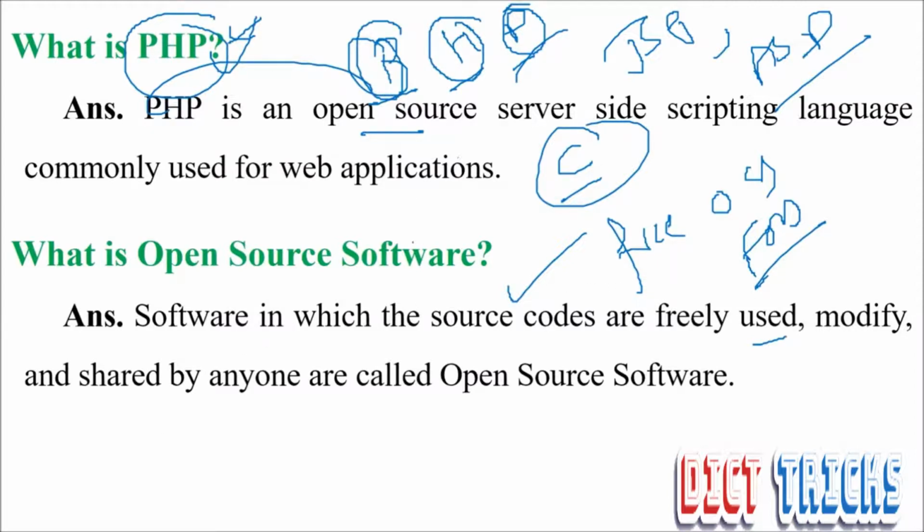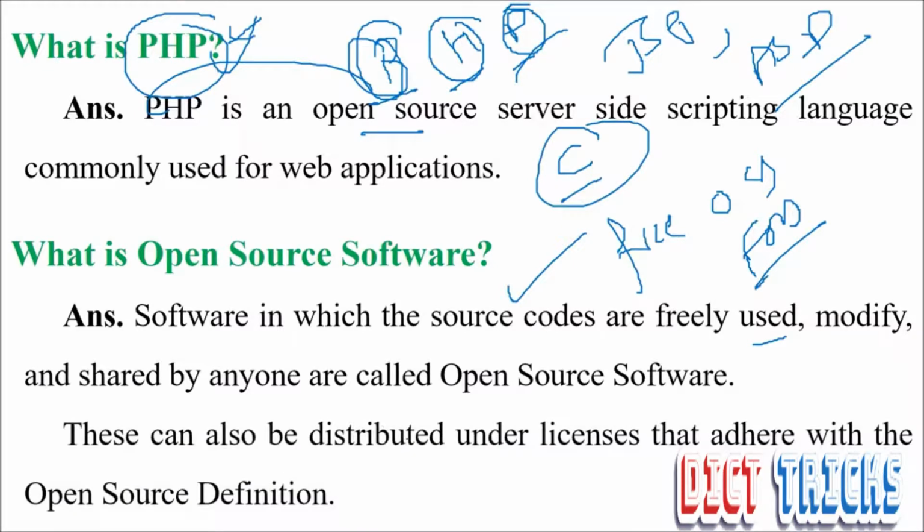There may be open source software that may not be free, but there may be some free software that may not be open source, that can only be used as shareware or, for a time being, a trial version. These can also be distributed under licenses like the Berkeley distribution; different types of distribution licenses are there that adhere to this open source definition.